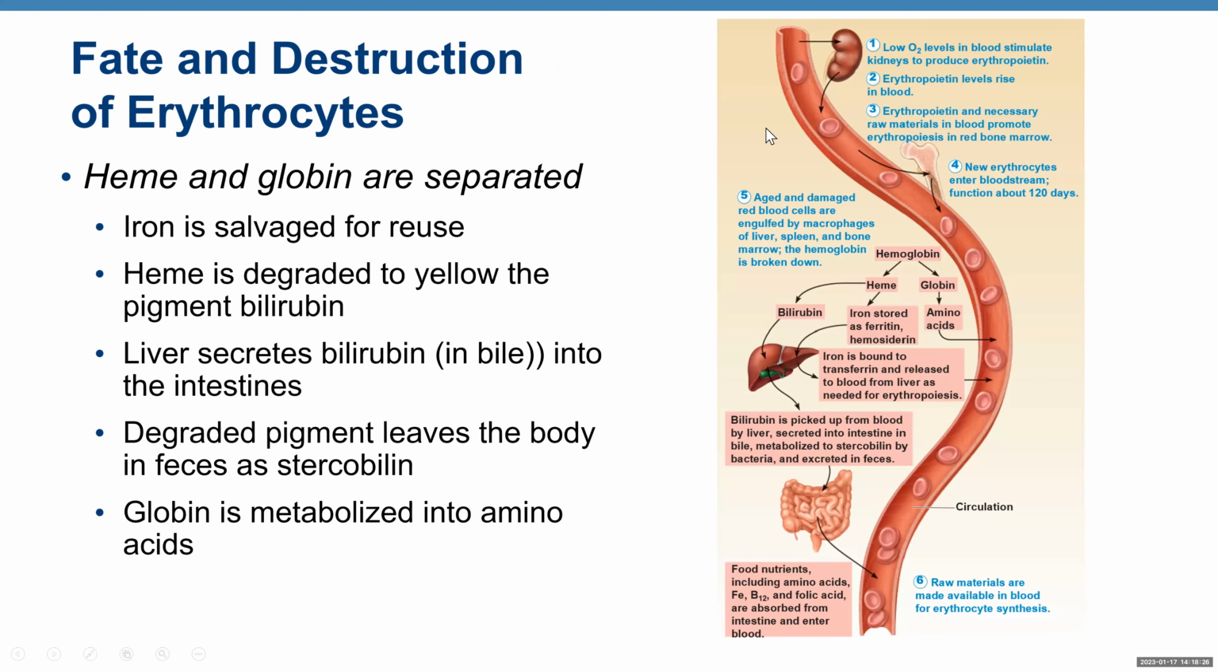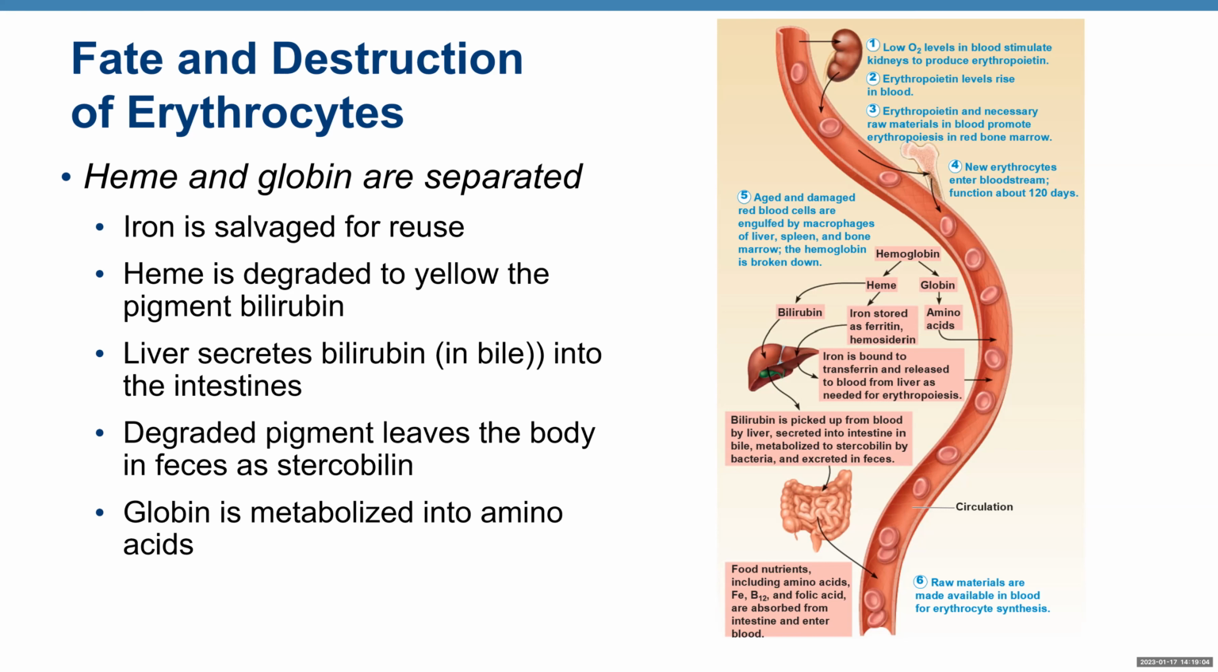Heme and globin are separated. Iron is salvaged for reuse. Heme is degraded to yellow pigment, bilirubin. Liver secretes bilirubin in bile into the intestine. Degraded pigment leaves the body in feces as stercobilin, and globin is metabolized into amino acids. Okay, so I just read you this description. Now let's explain it a little bit in more detail.